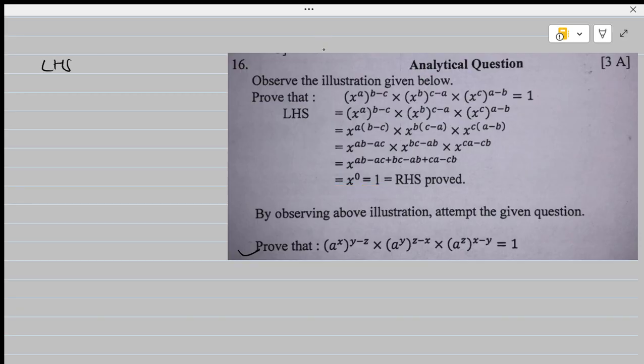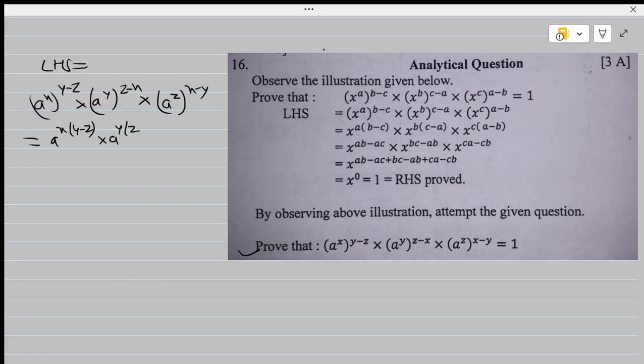So we start with the left side, where we have a power x y minus z into a power y z minus x and into a power z whole power x minus y. The thing is, power of the power is there, so powers will get multiplied, and then we get the result here: a power xy minus zx, either you say zx or xz, it is the same, and yz minus xy into a power zx minus yz.